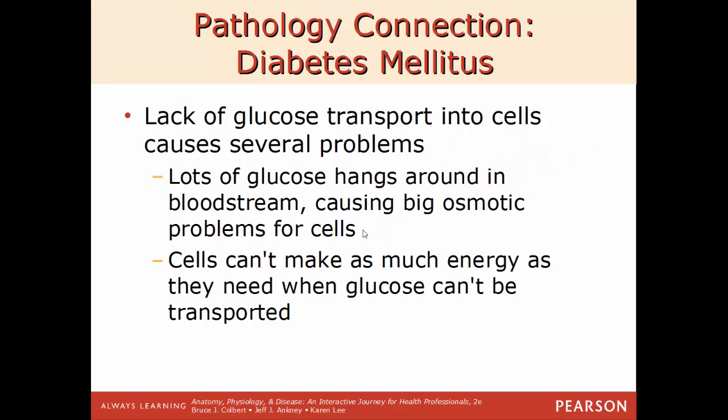This lack of glucose transport can lead to any number of problems, such as glucose being in the bloodstream, which causes a very large problem with osmotic pressure. Cells can't make enough energy because glucose is the main source of fuel for cells, and your body will need to get energy from somewhere. So if it can't get it from glucose, it'll get it from fat or muscle.